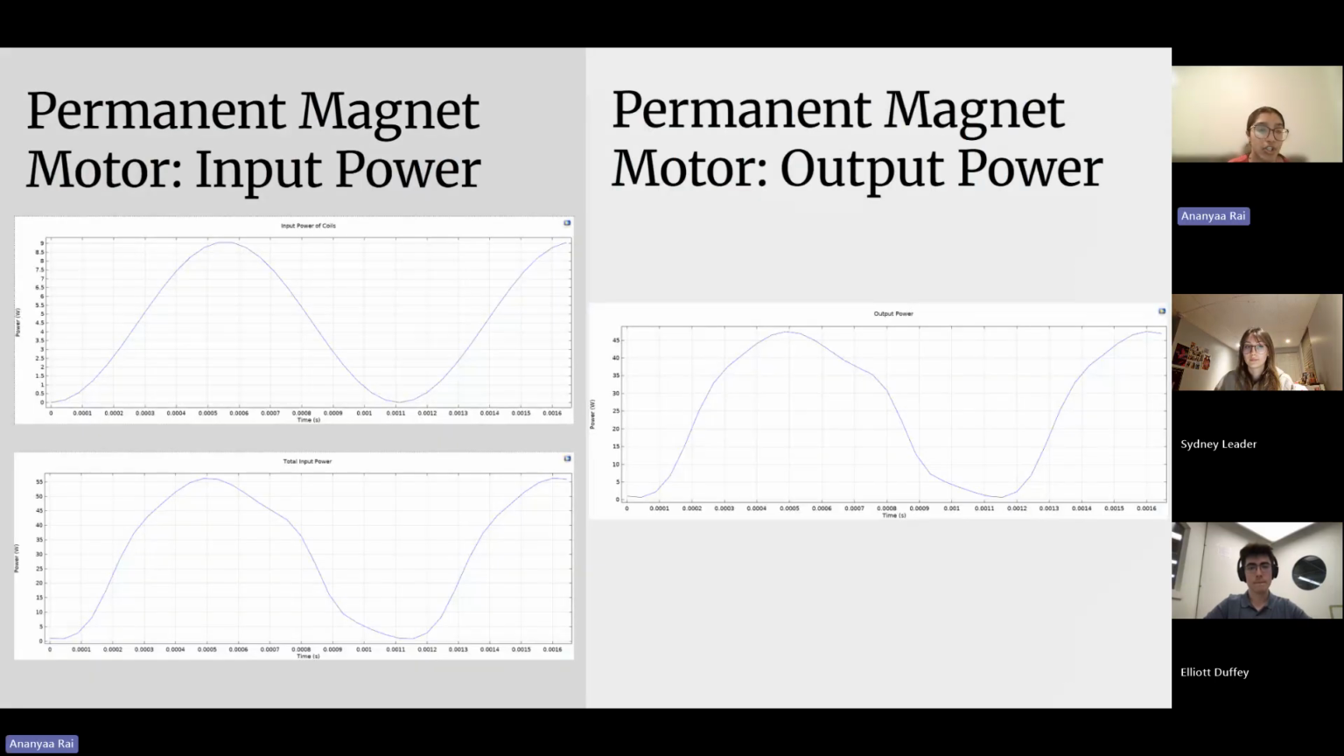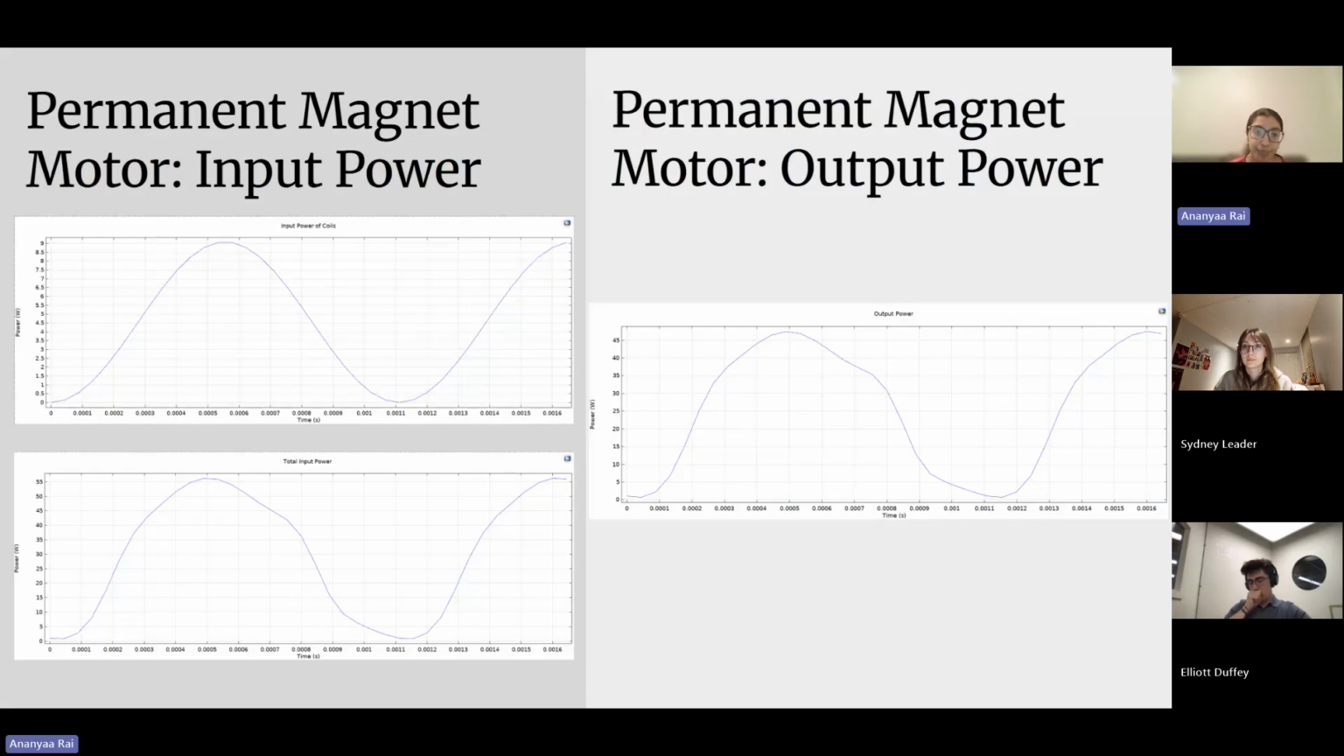Now, looking to the results we were hoping for, we first looked at input and output power. Looking at input power, it has two different parts. Firstly, looking at the coils, we see a purely sinusoidal wave. This is because the power from the coils is proportional to the current squared, which is an AC current, meaning it changes over time, with the peaks being around 9 watts.